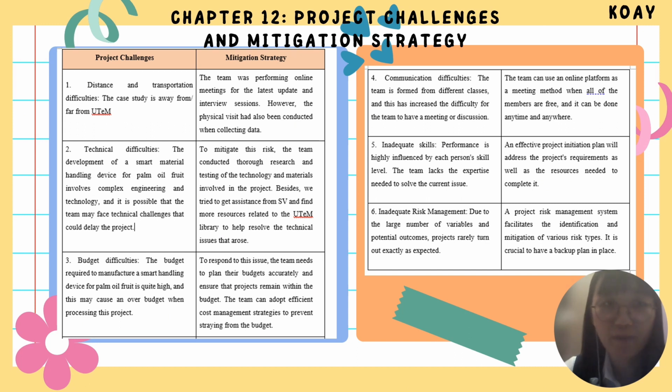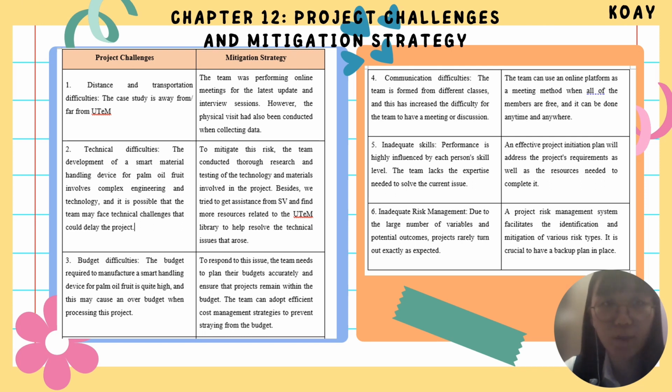Next is about technical difficulties. To mitigate these risks, the team conducted thorough research and testing of the technologies and materials involved in the project. Besides, we tried to get assistance from the SV to help resolve the technical issue. Third is about budget difficulties. To respond to this issue, the team needs to plan our budgets accurately and keep the project within the budget.